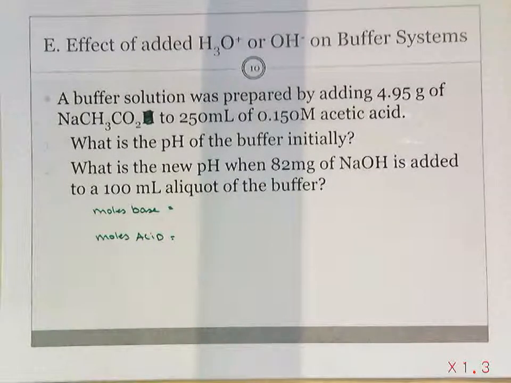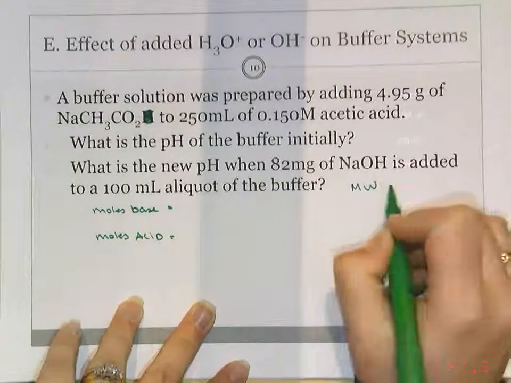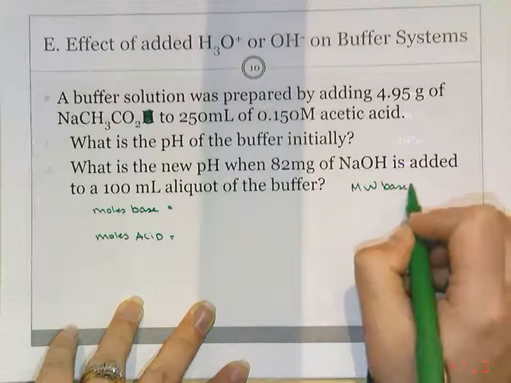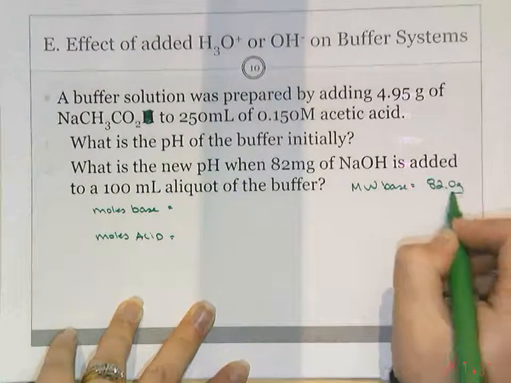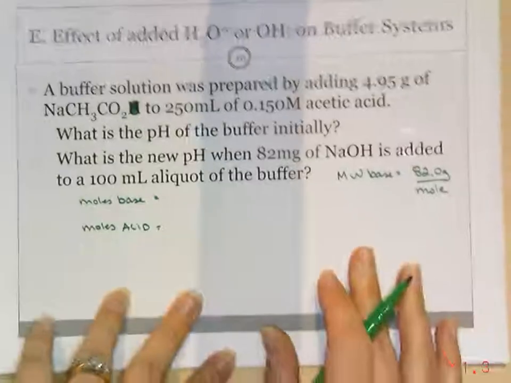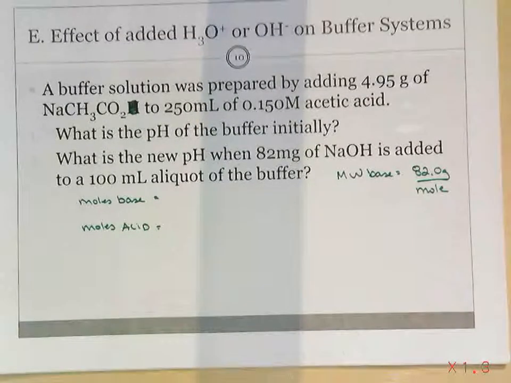So I gave you grams of base. Let's see here, make sure I wrote it down correctly. 3, 12, 15, 16. Yep. So the molar weight of the base is 82. Go ahead and take a second, find the moles of base and acid, because now you have everything you need in order to find that.